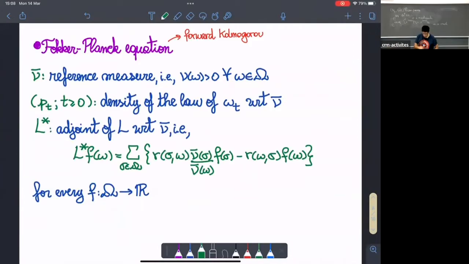So okay, now the Fokker-Planck equation. What is the Fokker-Planck equation? Remember, or you learned from a basic course on Markov chains, that there is something called the transition probability. There is this p_t(x,y), which is the main object that you use to construct Markov chains.